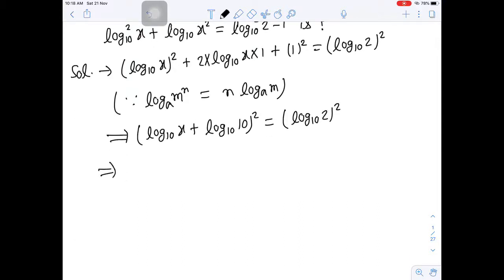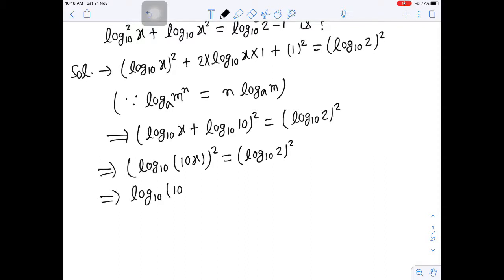Okay, now we can apply the log m plus log n formula, because base is same. So you know log m plus log n is log mn, so it will become log of x into 10, that would be nothing but (log 10x)², and that is equal to (log 2)². Now if you take the square root on both the sides, you will get log 10x base 10 equal to either log 2 or minus log 2.